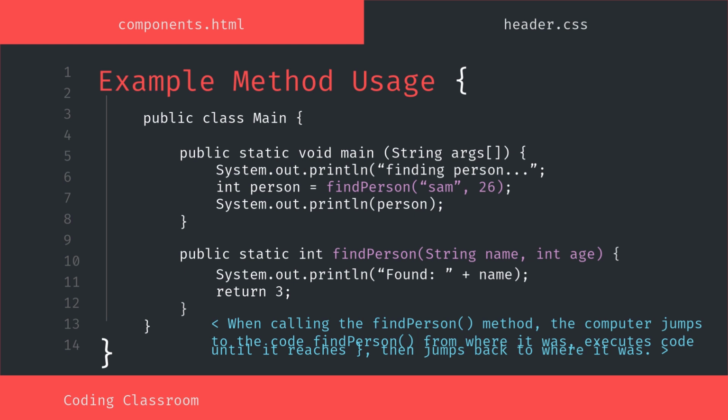Here's an example of how methods work in Java. public class Main, public static void main(String[] args), System.out.println("finding person"), int person = findPerson("Sam", 26), System.out.println(person), public static int findPerson(String name, int age), System.out.println("found " + name), return 3. When the method findPerson is called, the program jumps to the method's definition, executes its code, and then jumps back to where it was called.